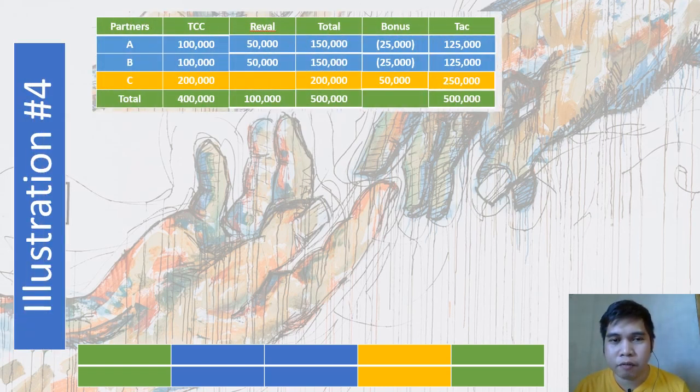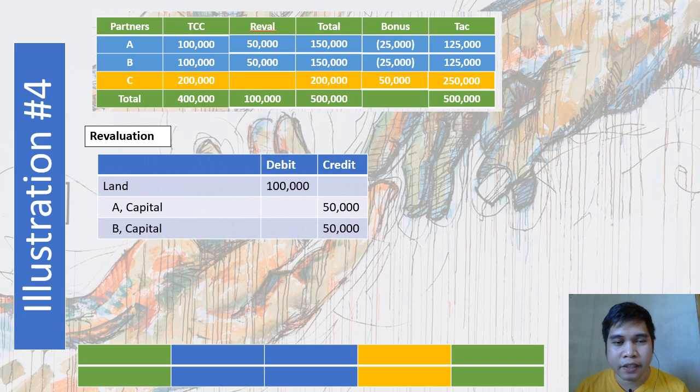So, wherein we have to prepare 3 journal entries, isa sa revaluation, isa sa cash investment, and isa dun sa ating bonus. So, for the revaluation, total revaluation is 100,000 to be given to all partners. Based on the table, ang bibigyan niyan si A and B. So, we just need to debit land 100,000, credit A capital 50,000, B capital 50,000 pesos.